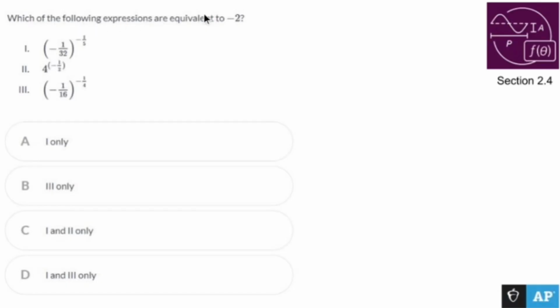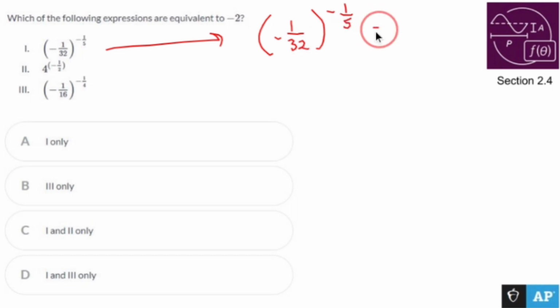Which of the following expressions are equivalent to negative 2? Well, let's take this one step at a time. I have negative 1 over 32 to the negative 1 over 5. Now, first things first, whenever you have a negative exponent and a fraction living inside, flip it and make it positive.